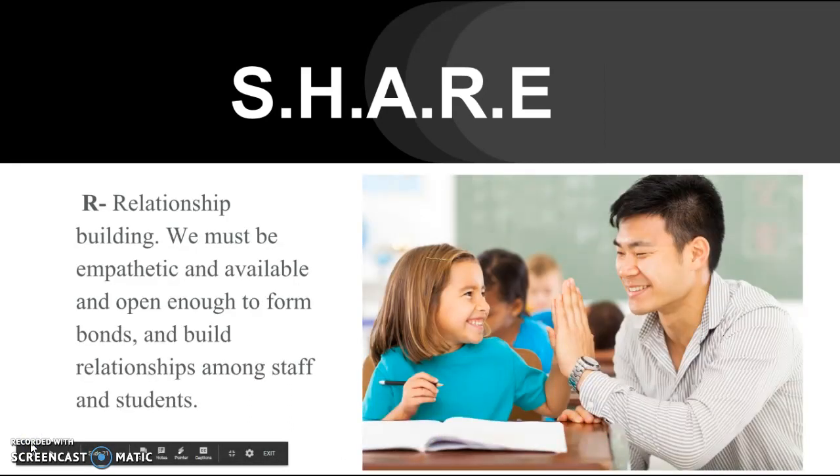R is for relationship building. We must be empathetic and available and open enough to form bonds and build relationships among staff and students. This is the part we best connected with in this chapter. It seems obvious, but for kids raised in poverty, it's a make or break factor. We are in full belief that if you treat students with respect, you will get it back. According to the book, many schools rely on power and authority rather than positive relationships to get students to behave or perform well, but this is just wrong.